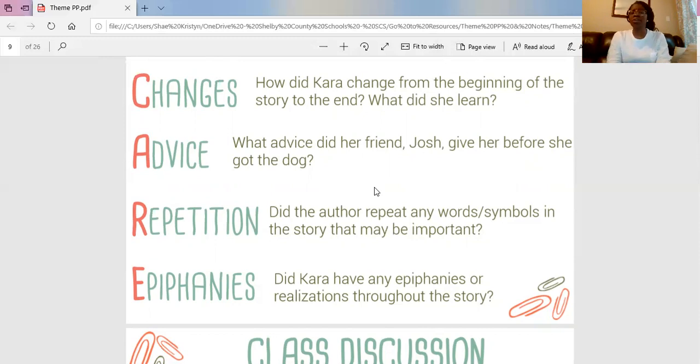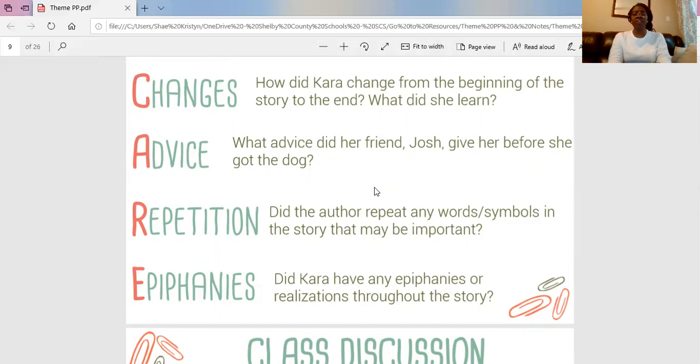Were there any repeating words or symbols? Now, I didn't hear any repeating words or symbols, but maybe you did. And if you did, I hope that you're not talking about words such as the or and or Kara's name or the dog or Josh's name, because those are just words along in the passage. Remember, repetition has to be words or symbols that may be important to the theme. So that means they help you understand the theme.